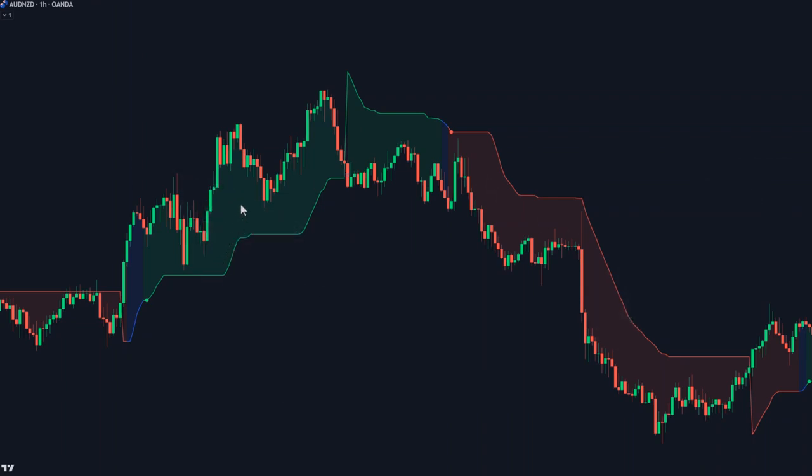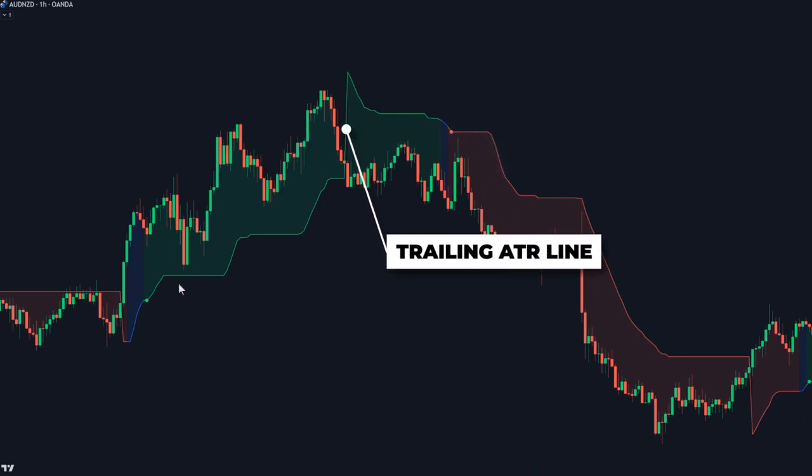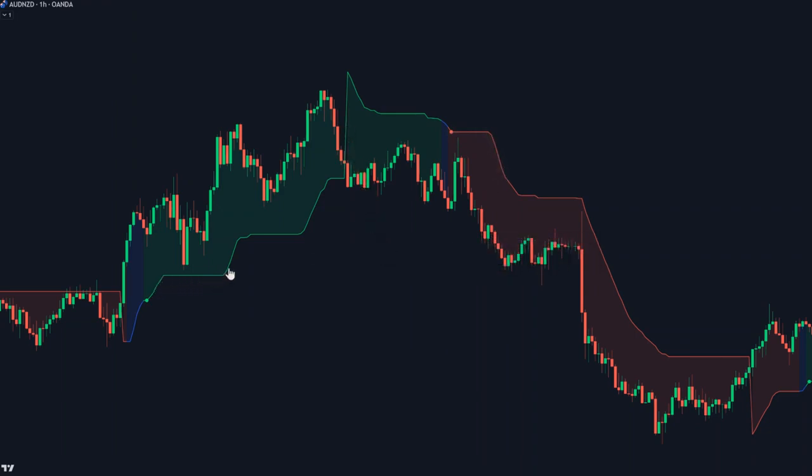When the background fill is green, that indicates a bullish trend, but when the background fill is red, that indicates a bearish trend. This line that changes color from green to red and vice versa is called the trailing ATR line. And as you can see, it closely mirrors the background fills. When it's colored red, it indicates a bearish trend, and when it's colored green, it indicates a bullish trend.